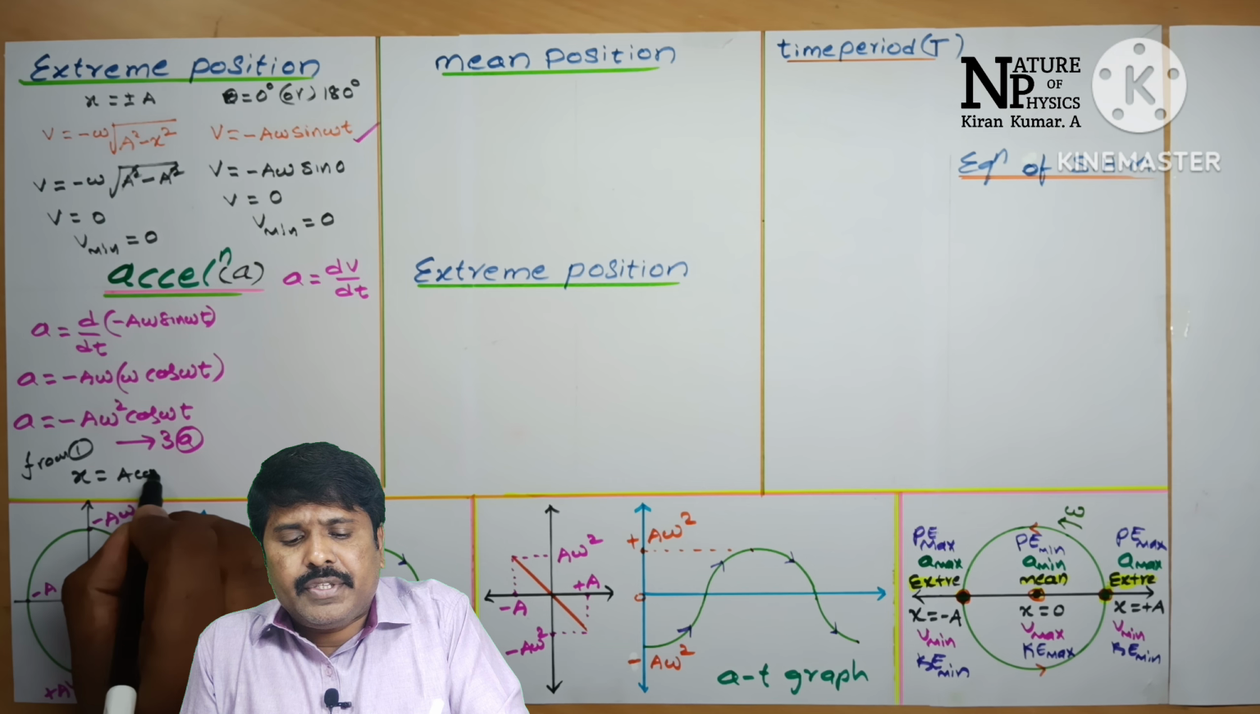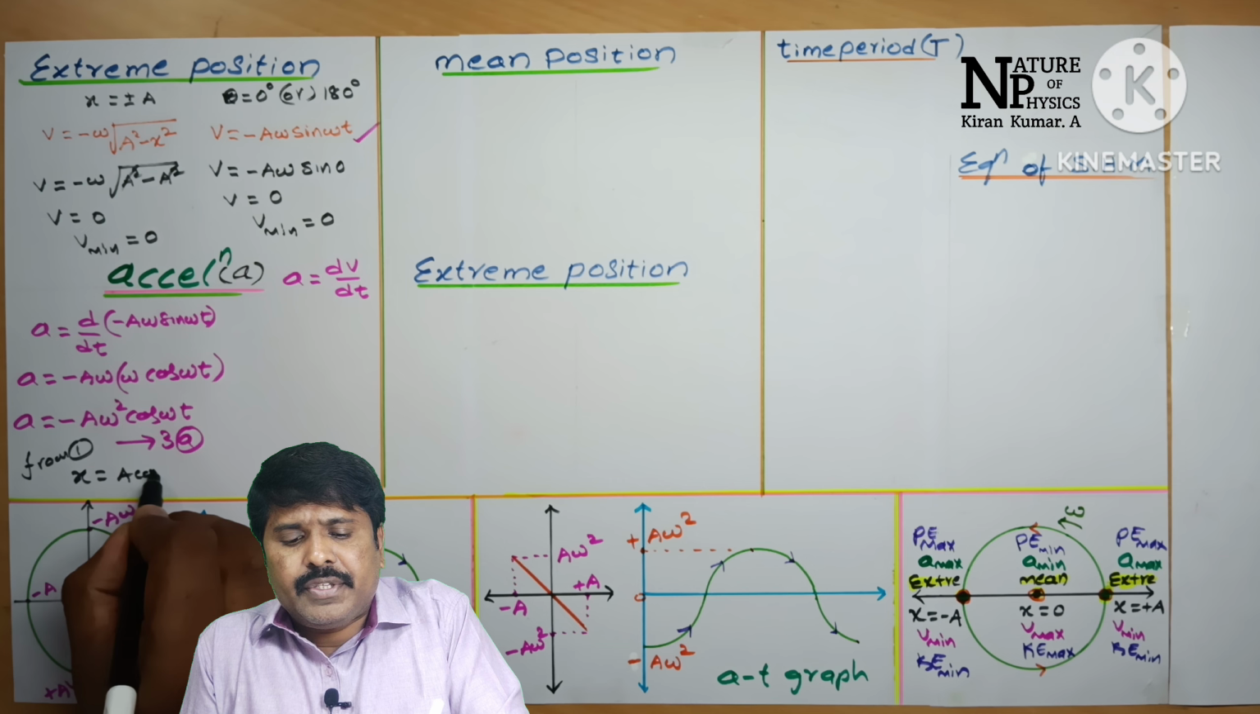For acceleration, the rate of change of velocity is called acceleration. See student, for this acceleration we already have the velocity equation clearly written here. I will use this formula. Acceleration a is equal to dv by dt. Rate of change of velocity is called acceleration, so that acceleration a is equal to d by dt of velocity, which is minus a omega sine omega t.